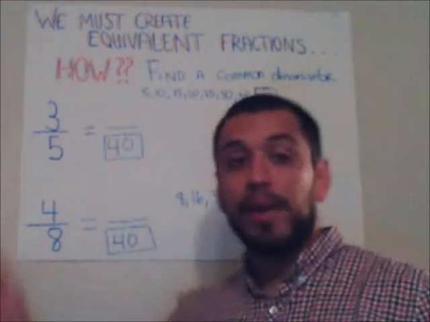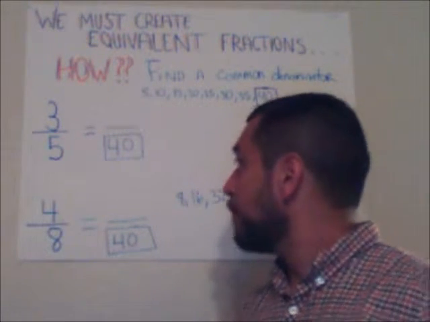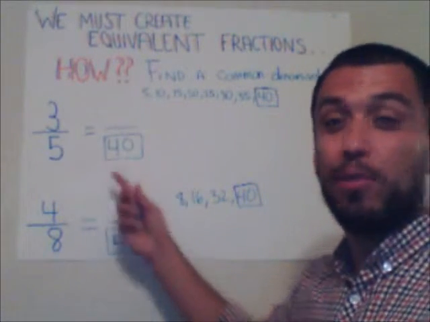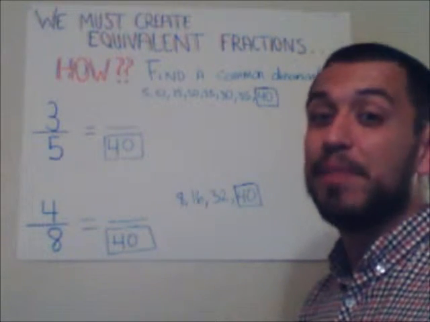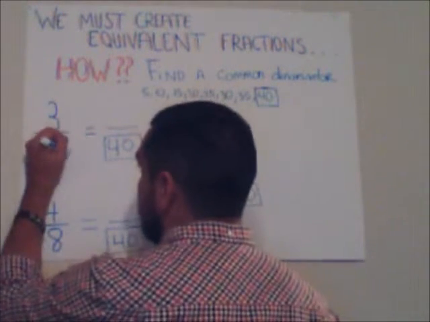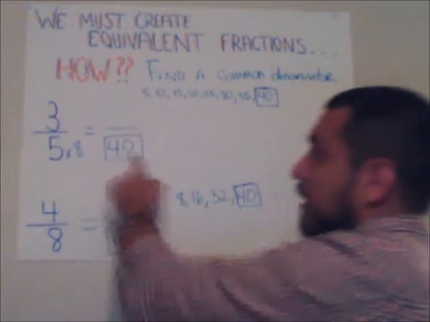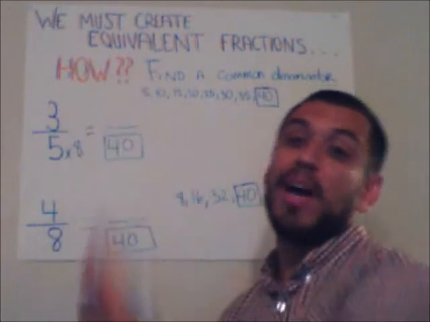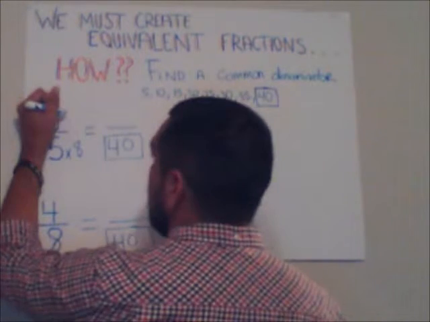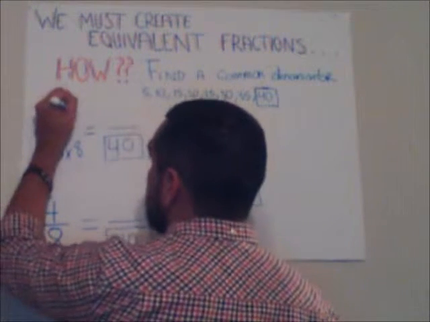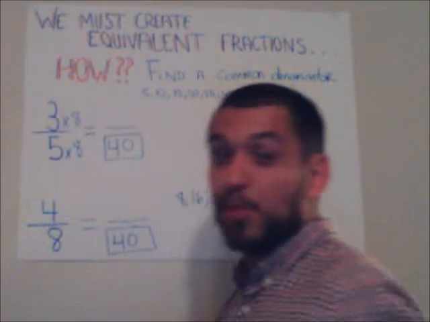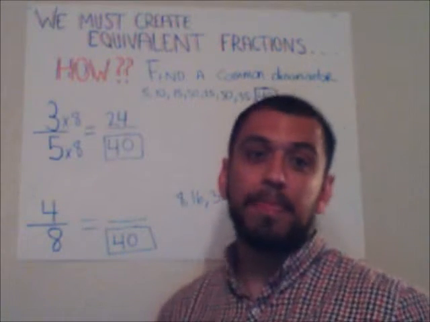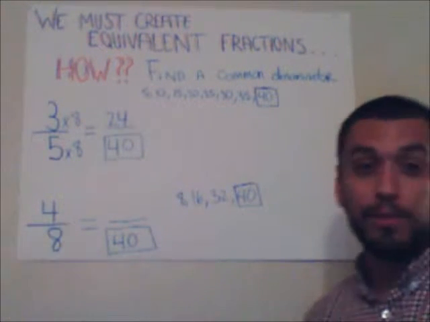Okay. And we'll go back to our original fraction, 3/5. All right. 5 times what is going to give us 40? 5 times 8. Okay? So we got 5 times 8, and that's going to give us 40. And remember, what we do to the bottom, we must also do to the top. Okay, so we're going to go ahead and multiply 3 times 8. 3 times 8, that's going to be 24.